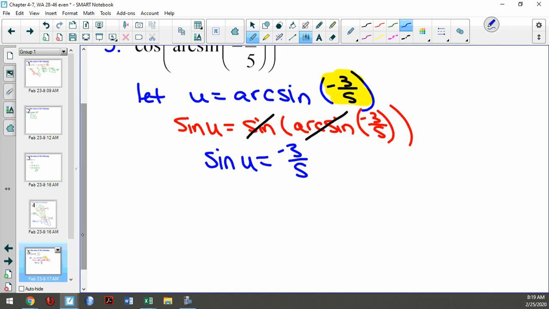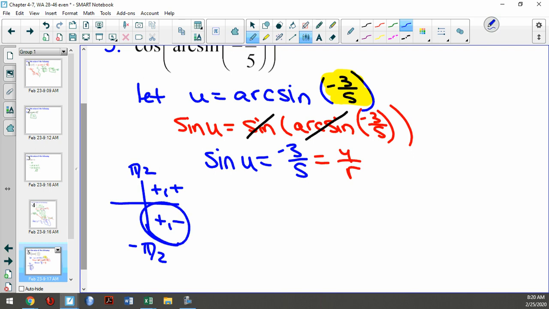Okay, now what is sine understood to be? This is understood to be your y over your r. Now, with that being said, arc sine goes from -pi/2 to pi/2. So I have plus plus and I have plus minus. What quadrant am I in? I have to be in quadrant 4. Do we all understand that? Because your sine is negative. And notice I'm going off of my arc sine range values.